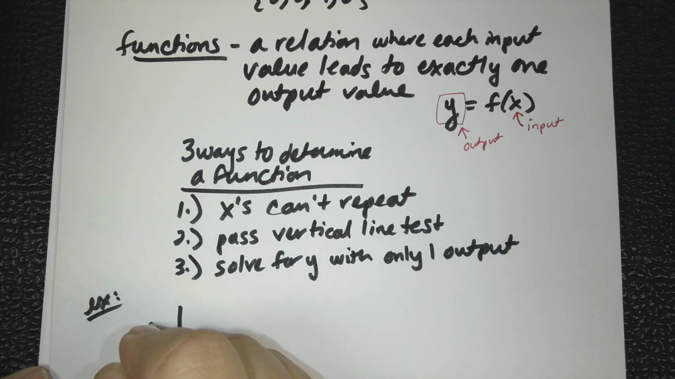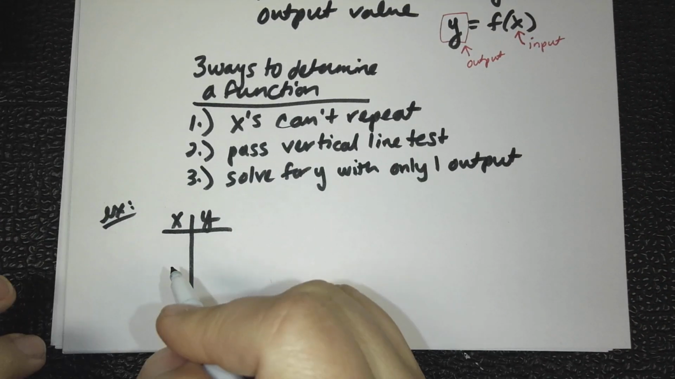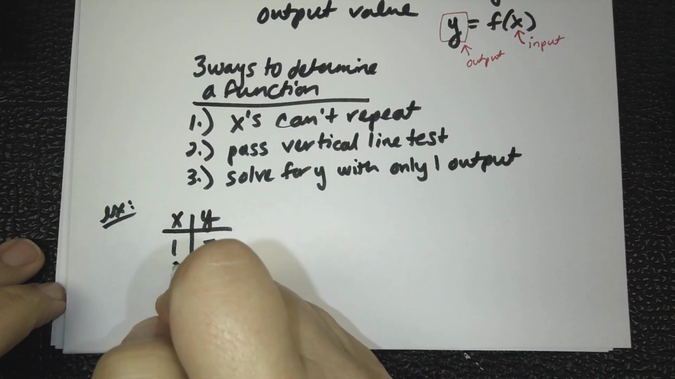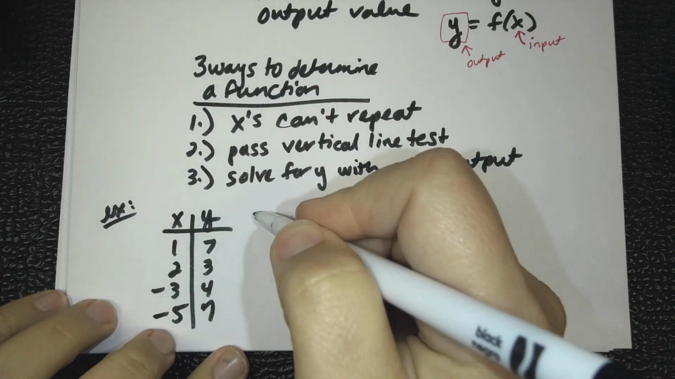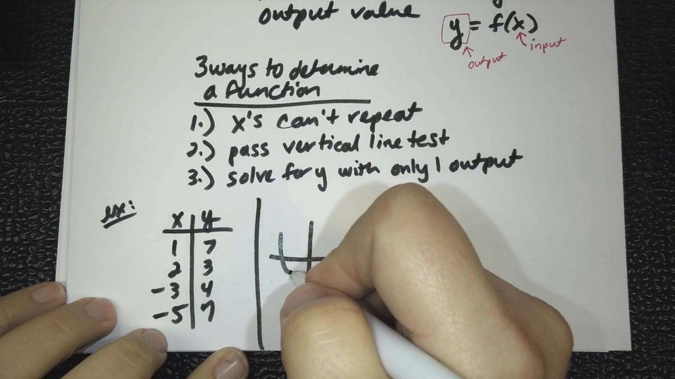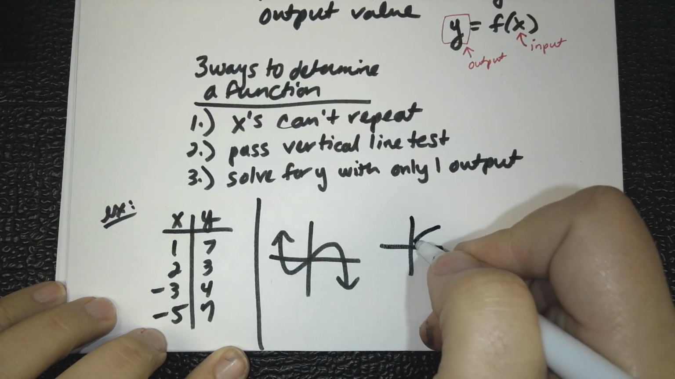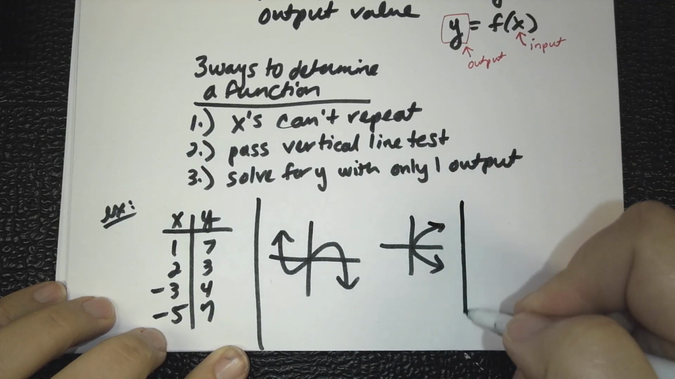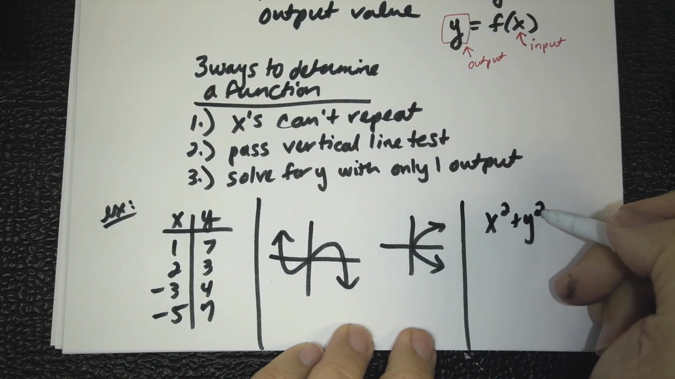They're going to give you a table. Pull this down a bit. They're going to give you a table, and they're going to have like 1, 7, 2, 3, -3, 4, -5, 7. Or they might give you a graph. Let's draw some pretty graphs. Let's do another one. You got to make sounds while you graph, right? Or they might give you an equation.